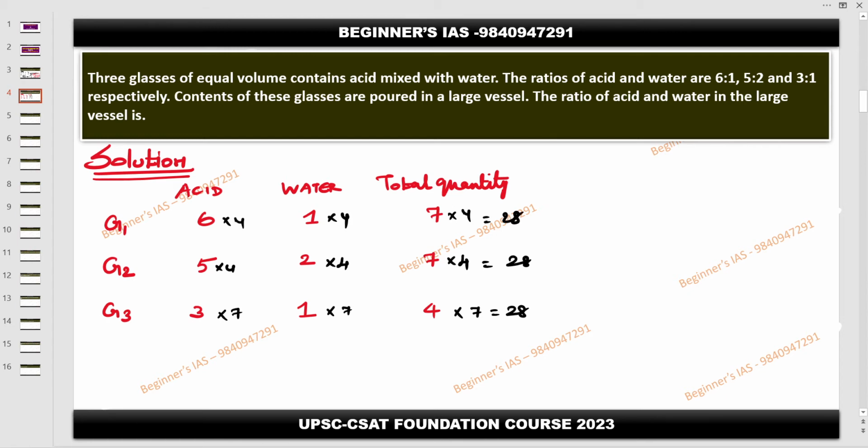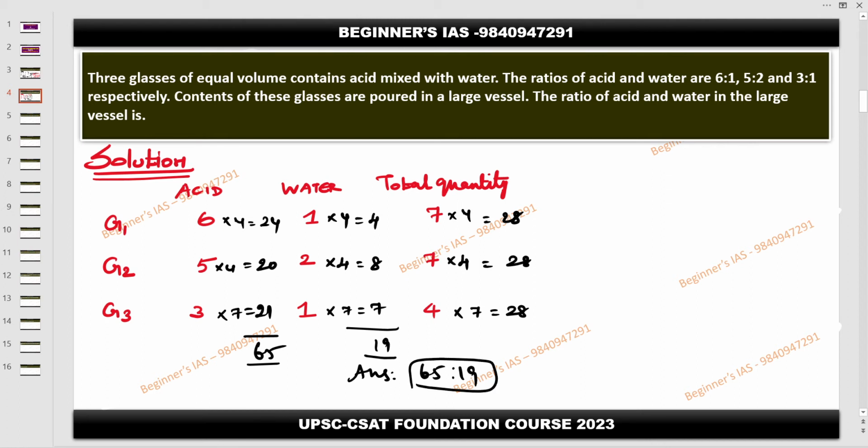So this is the shortcut method. Here the total quantity is now the same. Then what you need to do is see what is the resultant: 4, 8, 7, so therefore 19. Then here 24, 20, here 21, so therefore 65. So the answer is 65 is to 19. But you need to make sure that the total quantity is the same. That is important. Anybody having a doubt?